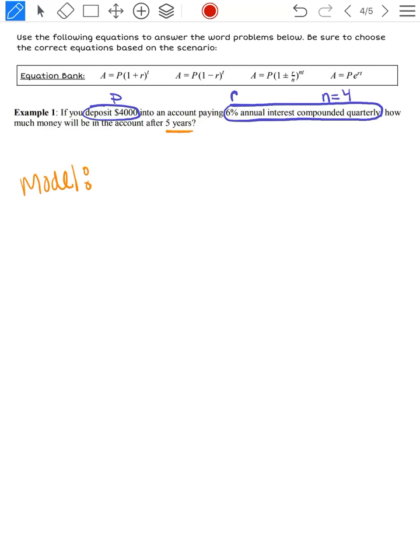So I'm going to start with my model, substituting in just the P, R, the N. So how much money will I have if I start with 4,000? I'm using this equation because it's compounded quarterly. So I start with 4,000, that's my P. 1 plus, because we're increasing, we're getting that amount paid. So 1 plus, my rate is 6%. So 6% is 0.06. So 0.06 over compounded quarterly, N is 4. And then here, another N is 4.